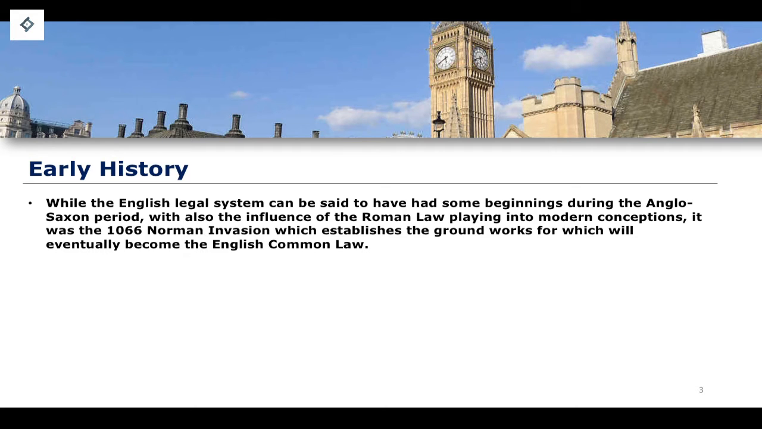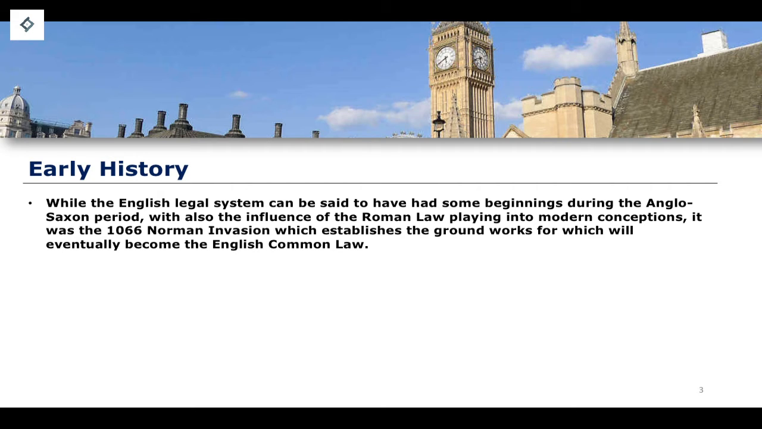But in terms of the early history, we can say that the English legal system has its beginnings within the general period of the Anglo-Saxons and the heptarchy, which then develops into a unified England under the reign of King Athelstan, who is the grandson of Alfred the Great. But it is also the influence of Roman law which plays into modern conceptions of the development of the UK's legal system.